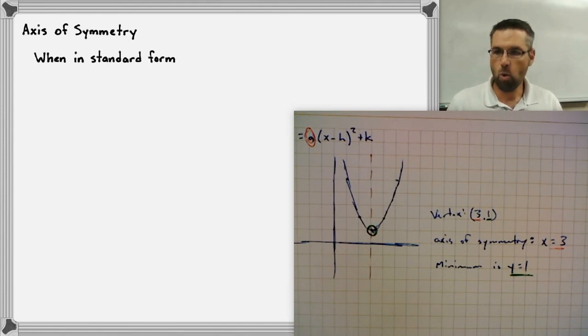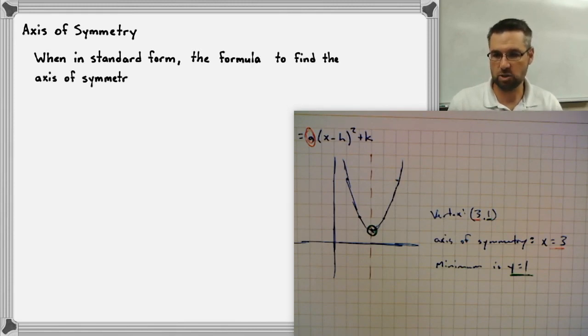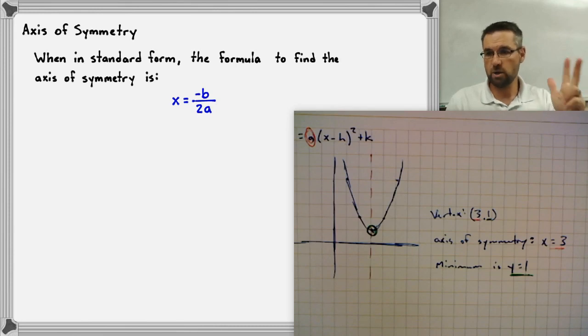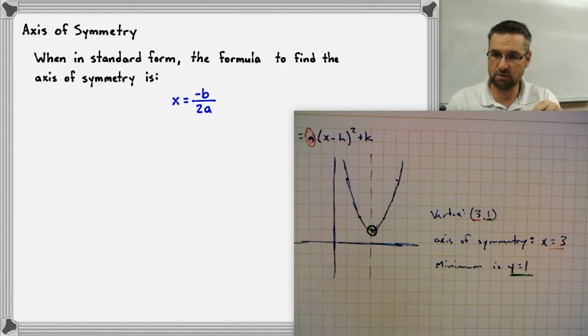Okay? When a quadratic is written in standard form, you know, the y equals ax squared plus bx plus c, the thing we just wrote down a minute ago, then the formula to find the axis of symmetry is x equals negative b over 2a. If you can identify your a value, your b value, and your c value, you can just take those values and plug them into this formula to find your axis of symmetry.